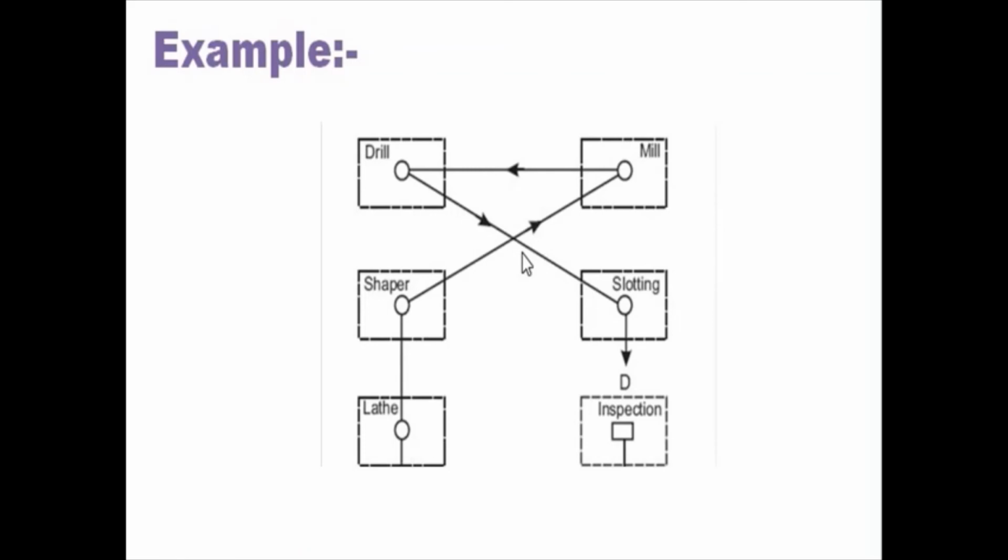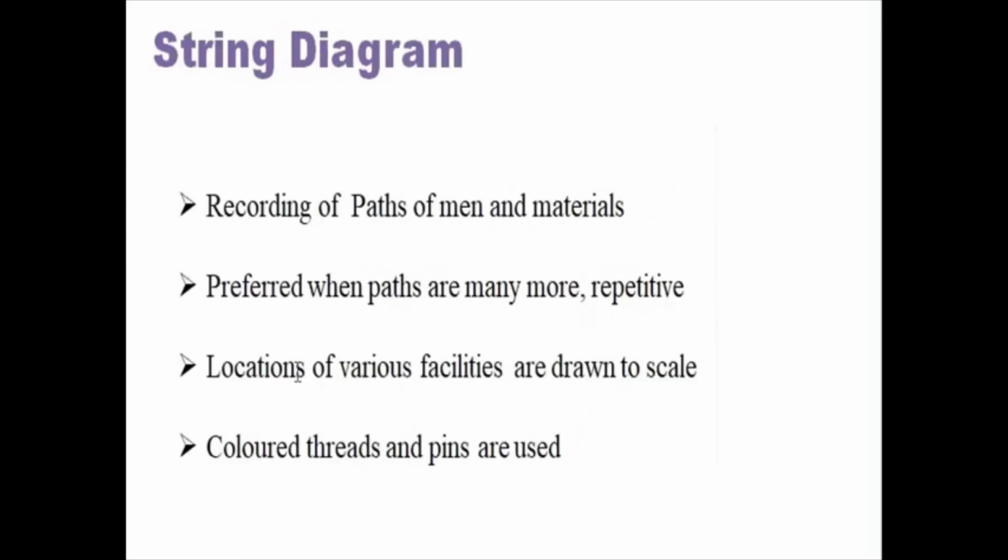If there are more movements, then accordingly more lines are used, which can be represented on the diagram by different colors. Now the next one is the string diagram. There is a basic difference between the string diagram and the flow diagram. If there are repetitive movements, then it is very difficult to show them with lines, because that many lines will be there and the diagram cannot be read properly with so many lines in a single diagram. So at that time string diagrams are preferred, whereby repetitive movements are occurring.